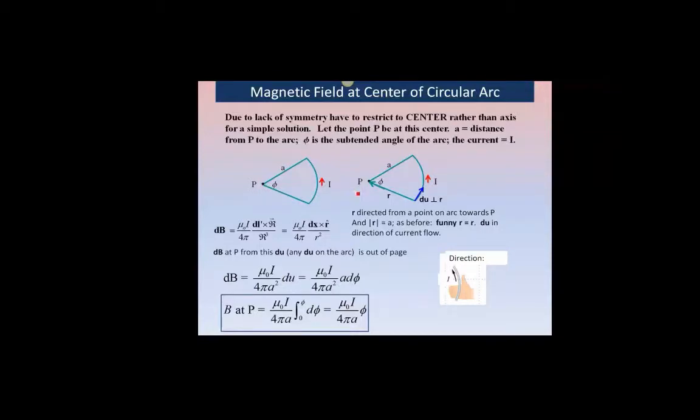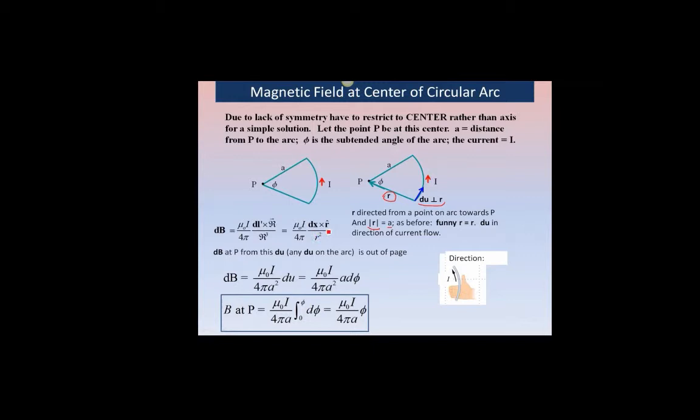We're going to need a vector from the source, which is a point on this curve here, to the field point here. So this is our vector r. And here's our little element of displacement dl along the direction of the current. And we use the same argument. dl is perpendicular to r, so that simplifies the length of dl cross r to just dl r. And we're going to let the magnitude of r be constant, which is equal to a.